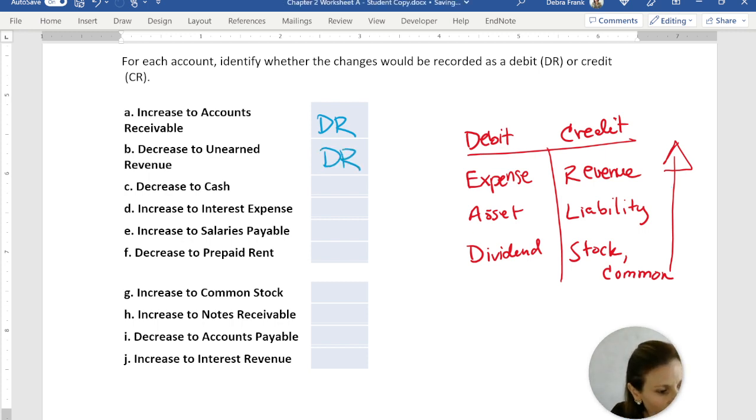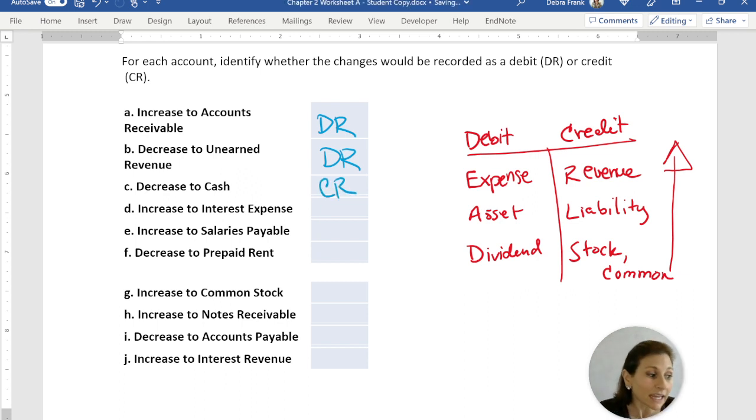Not too bad. All right. So now we have, that was a tougher one, but now we have an easy one here: decreasing cash. So we know cash is an asset, and if an asset's increasing, it's on the left side, the debit side, and so in this case, we will be decreasing, so it'll be a credit, right side, opposite side.